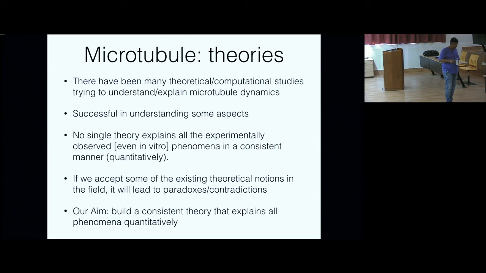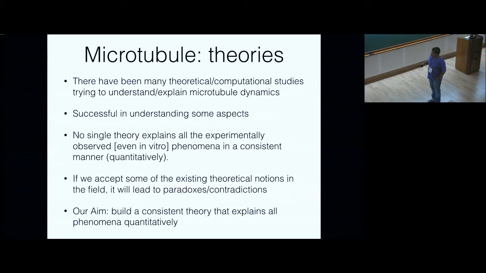There are many theories for microtubule dynamics. There have been many theoretical and computational studies trying to understand microtubule dynamics, and each theory is successful in some aspects, explaining some aspects of microtubule dynamics. But there's no single theory that explains everything. There are many phenomena that are experimentally measured in vitro and in vivo, and to quantitatively explain all of them with one theory is very difficult. If we accept some of the existing theoretical notions in the field, it will lead to some kind of paradoxes. So we'll see what paradoxes emerge if we accept some of the theories. Our aim is to build a consistent theory that would explain, we hope, all phenomena. We are going to start there. So let us see what we are thinking about.